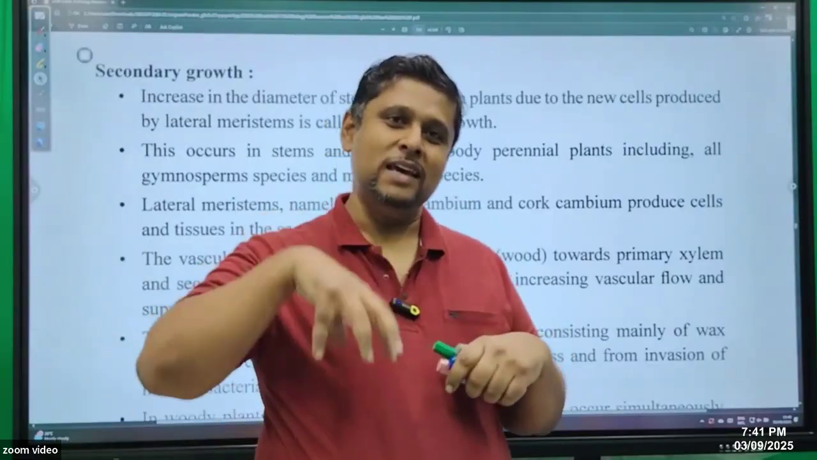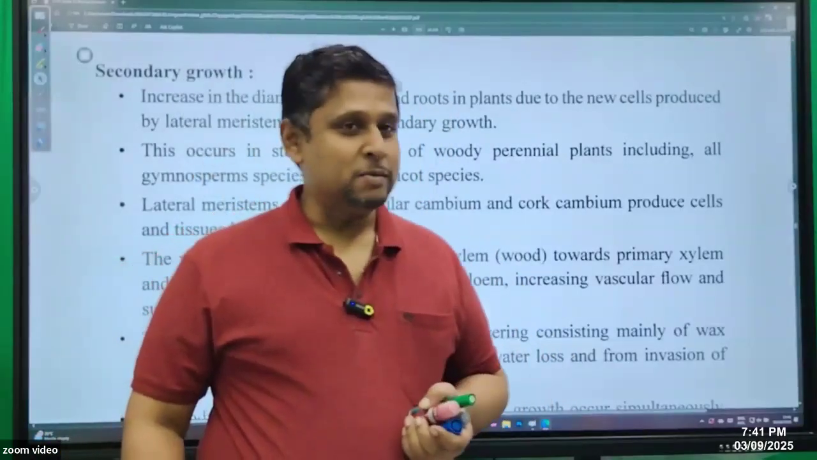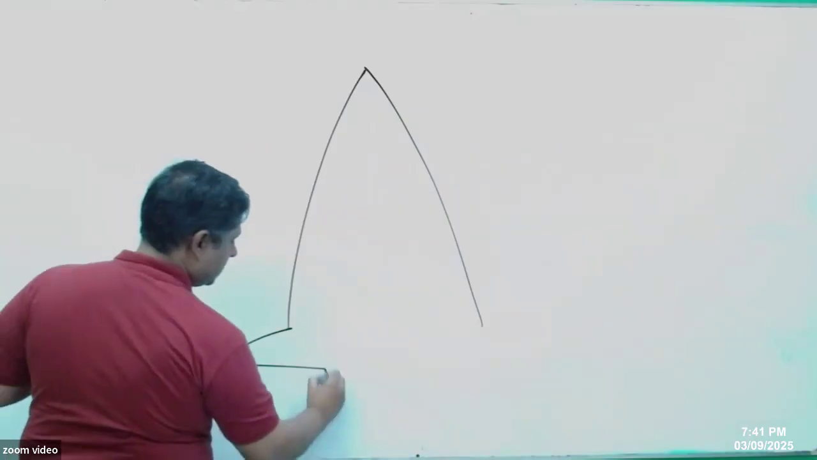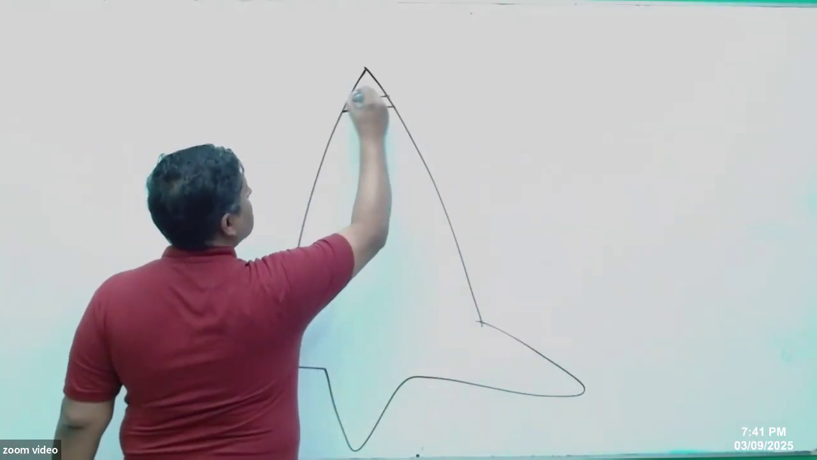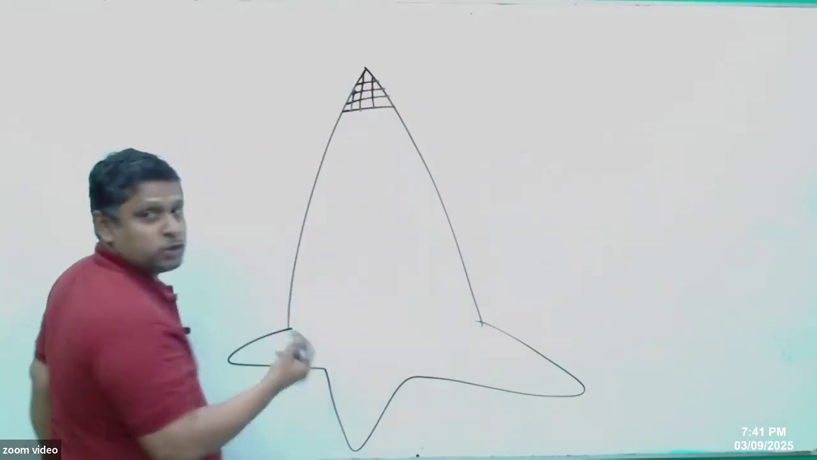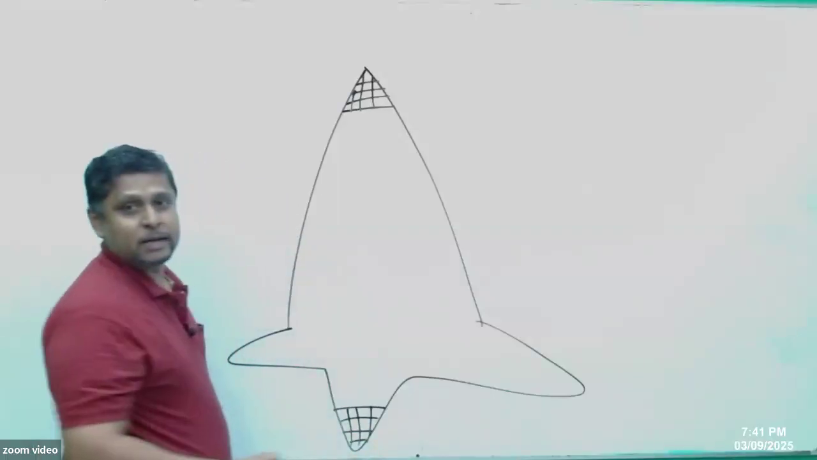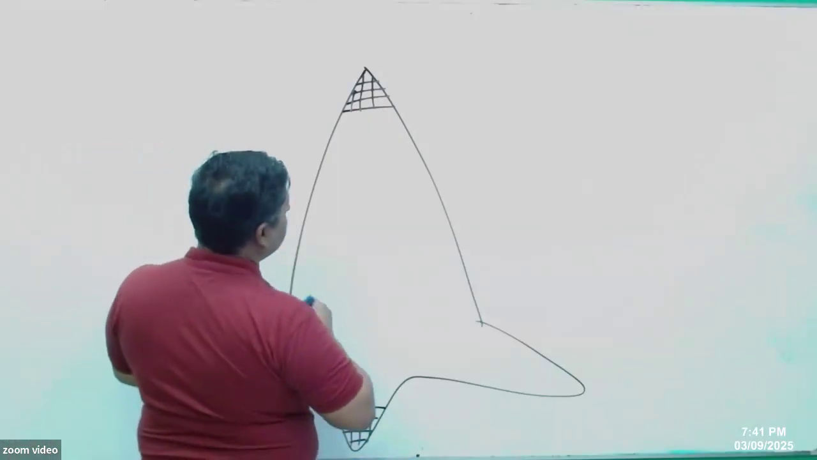Lateral meristems are the meristems present laterally in the plant body, right? So, you learn, people, the classification of meristems. We said the meristems at the tip of the shoot and the meristems at the tip of the root are the apical meristems. And then lateral meristems are present laterally in the plant body.